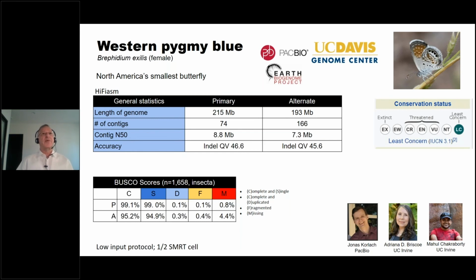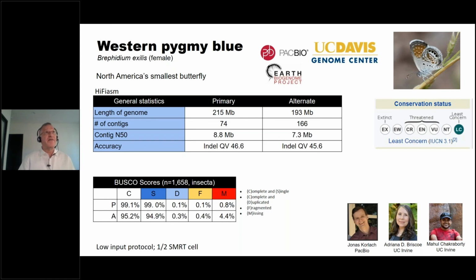So this is a collaboration with Adriana Briscoe at UC Irvine and her colleagues, and Jonas, who was instrumental in providing, again, resources from PacBio for the sequencing and assembly. And as you can see from this genome, it's a relatively small genome. In fact, it's one of the smallest among the butterflies, or even the smallest, according to Adriana, at approximately 215 million bases. I'm going to go rather quickly through these so as to save some time.